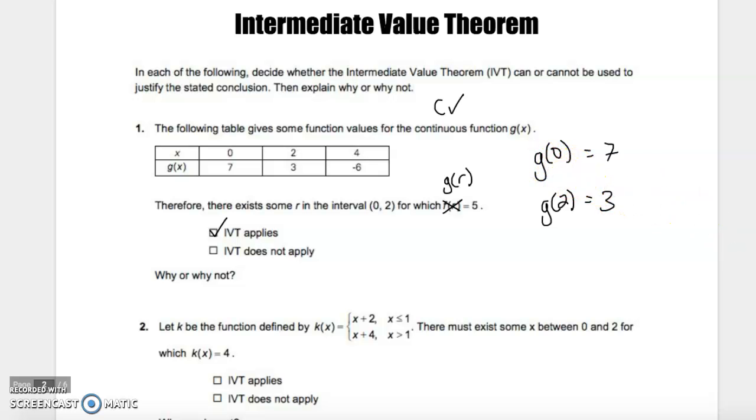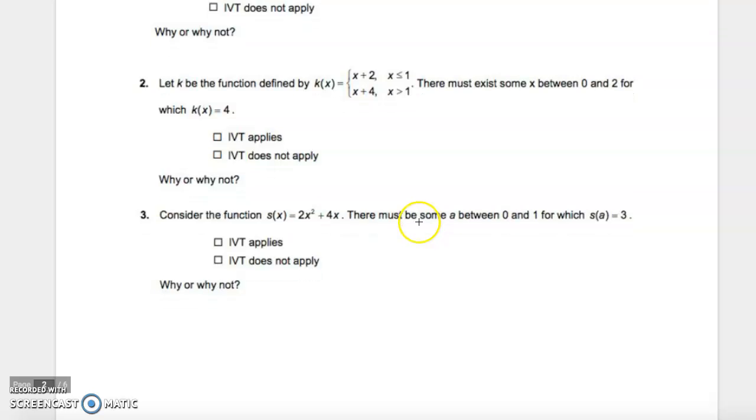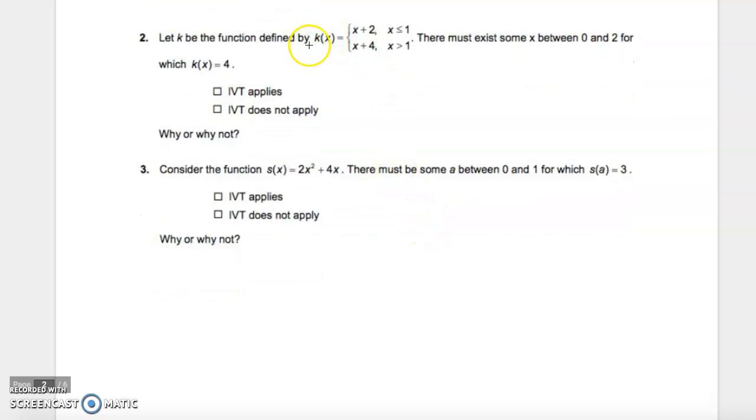All right, so in the next portion, we have: let k be the function defined by this. There must exist some x between 0 and 2 for which k of x equals 4. So the first thing I notice is that they don't tell me the function is continuous, but that's something I can check on my own as well. For piecewise functions, we would know that a function is continuous if the function is defined at the breaking point. So we would look at k of 1, because that's the breaking point. So k of 1 would be 3.